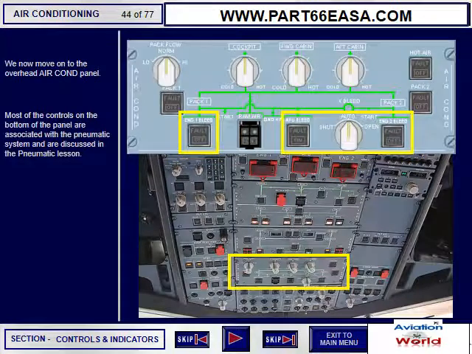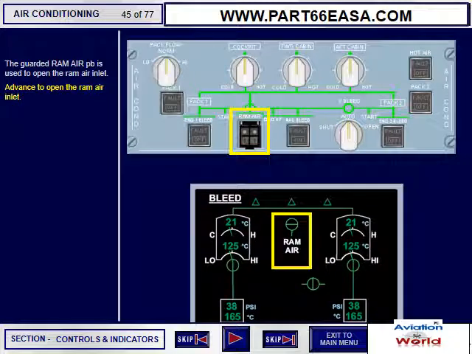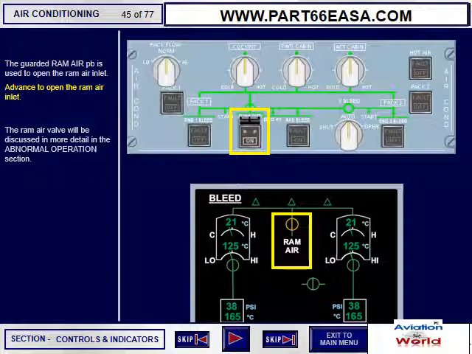We now move on to the overhead air condition panel. Most of the controls on the bottom of the panel are associated with the pneumatic system and are discussed in the pneumatics lesson. The guarded ram air push button is used to open the ram air inlet. Advance to open the ram air inlet. The ram air valve will be discussed in more detail in the abnormal operations section.